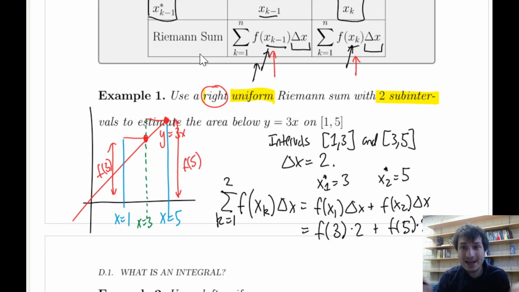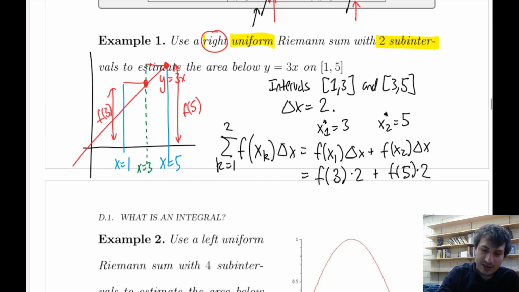And we're adding up the areas of the rectangles. This is the area of the left rectangle, and this is the area of the right rectangle. In our case, we can evaluate the function because it's the function 3x. So it's 3 times 3 times 2 plus 3 times 5 times 2.